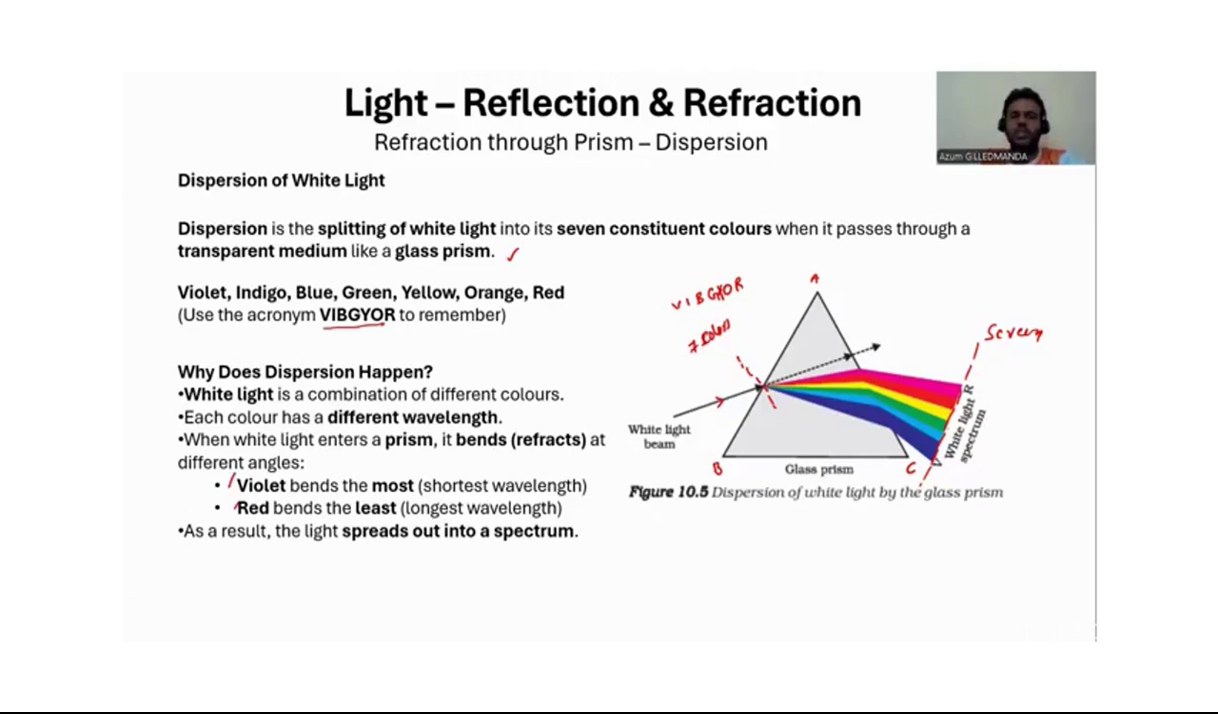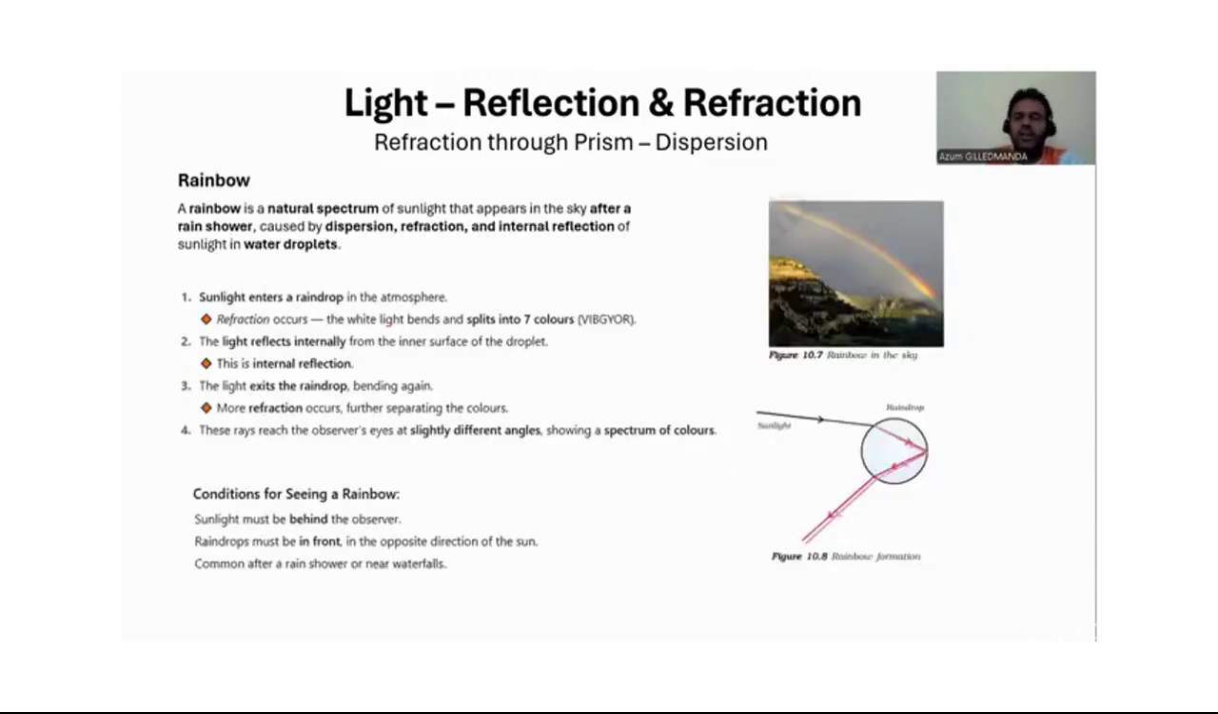Understood, guys? So dispersion is splitting of the white light into 7 constituent colors when we pass it through the glass prism. Okay, so what are those colors? VIBGYOR: violet, indigo, blue, green, yellow, orange, and red. Violet deviates the most and red deviates the least, because of their wavelengths. Now, what is an example of dispersion in our real life? It's a rainbow. I think most of you would have seen rainbows, right?